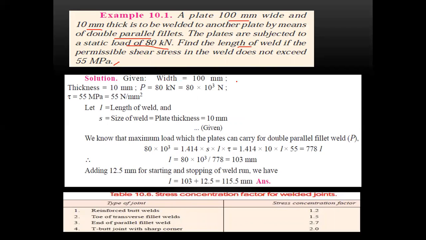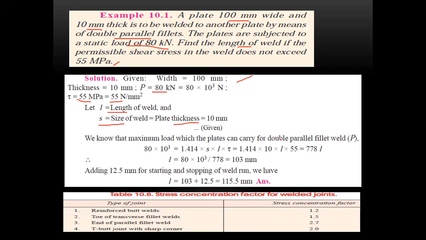Now what's the given data? Given width is equal to 100 mm, thickness is equal to 10 mm, P is equal to 80 kN, tau is equal to 55 MPa, that's equal to 55 Newton per mm square. See the given data. L is equal to length of the weld, s is the size of the weld, plate thickness is 10 mm is given.